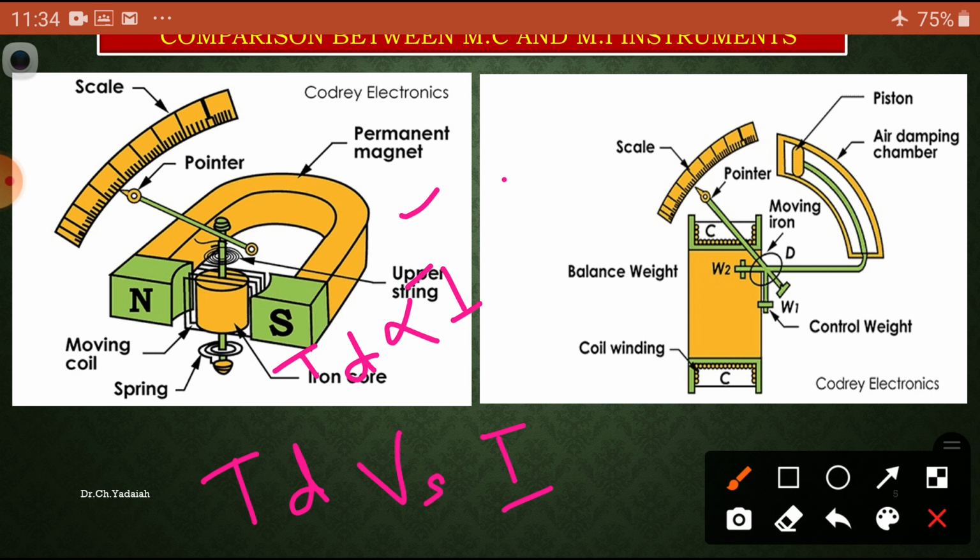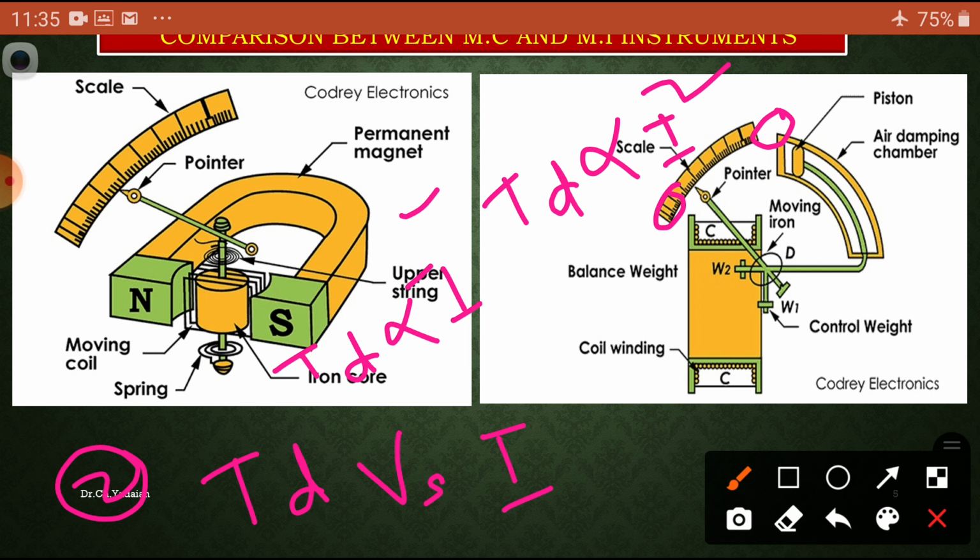Whereas in this case, the deflecting torque TD is directly proportional to the square of the current. That's why the scale is cramped at the start and the end. That is the second point. In the moving coil instrument the deflecting torque is directly proportional to the current, whereas in the moving iron instrument it is directly proportional to the square of the current, whether it may be voltage or current.